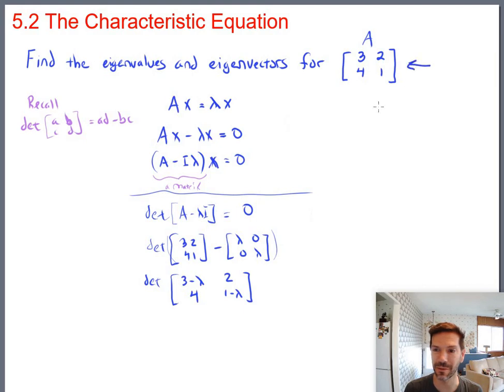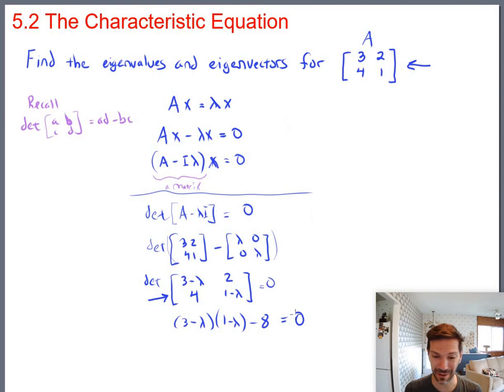Most of the time when I give you one of these problems, or when the book gives you one of these problems, you can probably jump straight to writing this down, and maybe even to writing down the next step, because really we know the next step is to take the determinant, set it equal to 0, and solve. The determinant is the main diagonal, 3 minus lambda times 1 minus lambda, so the main diagonal multiplied minus the off diagonal multiplied, which is 2 times 4, which is 8.